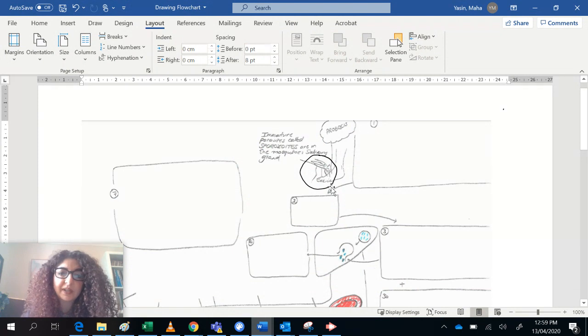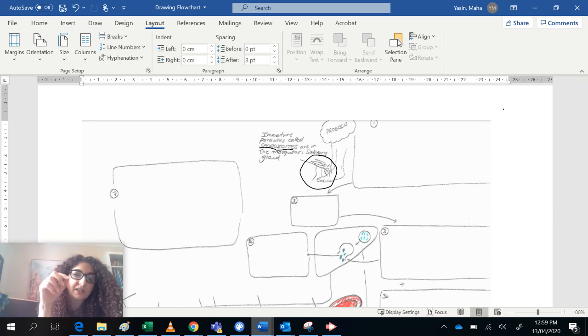All right, so we're going to start with just looking at what is written here. It says here, immature parasites called sporozoites. So when we're looking at an immature Plasmodium, it's actually called a sporozoite. It is important that you understand that. And that they're in the mosquito's salivary gland at this stage.